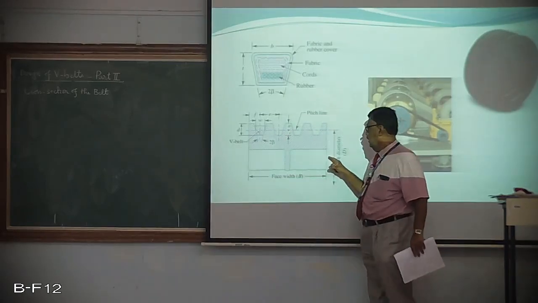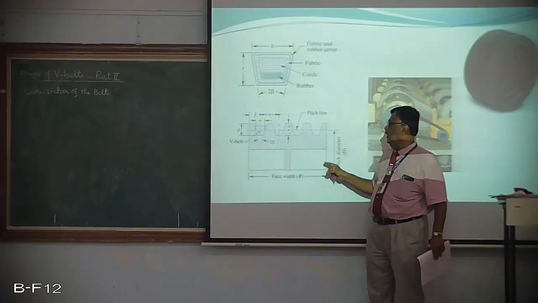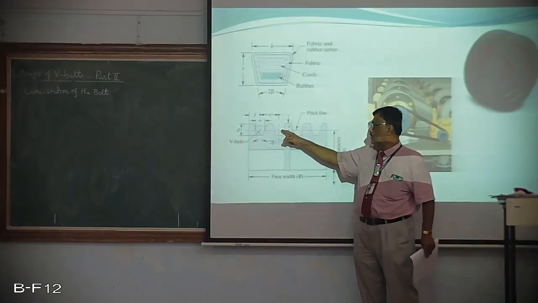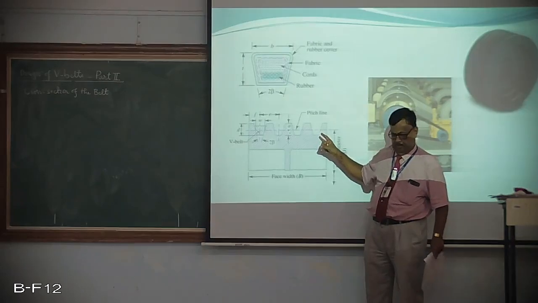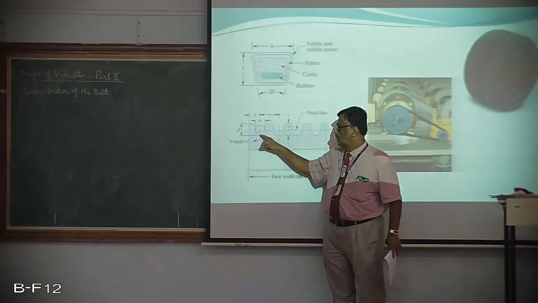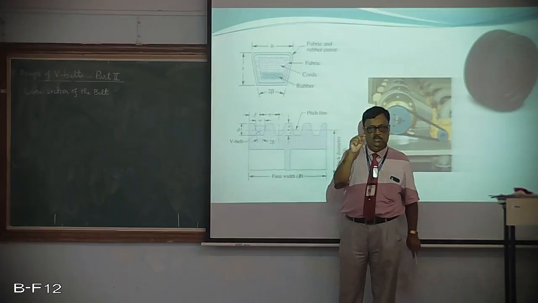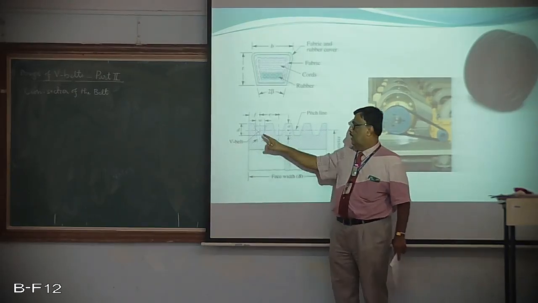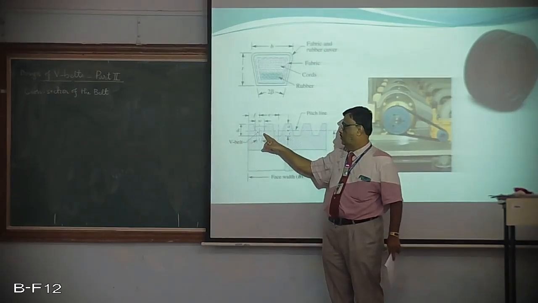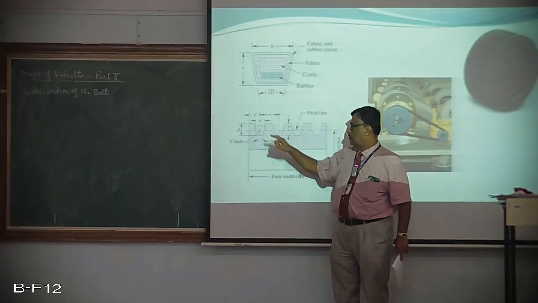To match this, a corresponding pulley is made. You can see this is the total face width of the pulley depending upon the number of belts. For example, this is made for 4 belts. As you can see here, once the wedge shape of the belt is fitted into the groove, there is a small clearance between the belt and the groove, and a coefficient of friction is defined between the pulley and the belt.